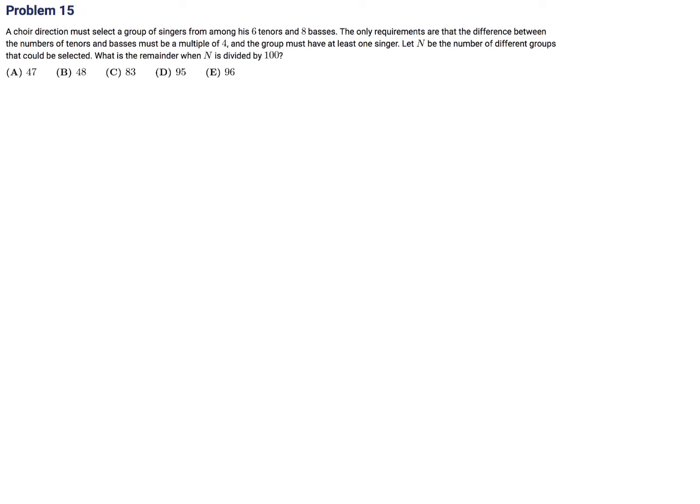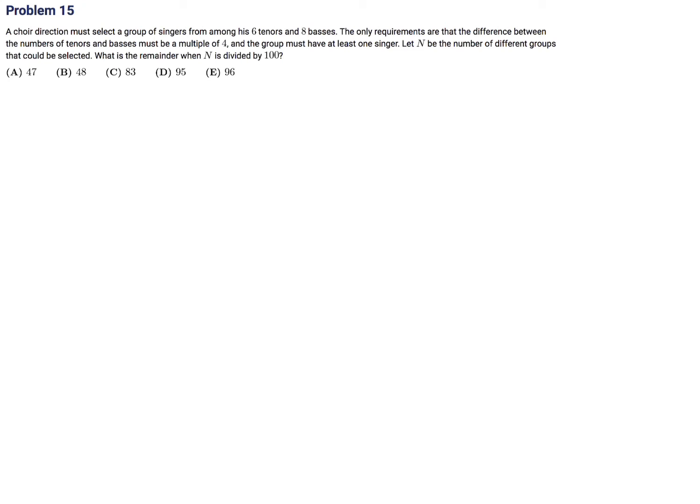A choir director must select a group of singers from among 6 tenors and 8 basses. The only requirement is that the difference between the number of tenors and basses must be a multiple of 4. The group must have at least one singer. N is the number of different groups that could be selected. What is the remainder when N is divided by 100?